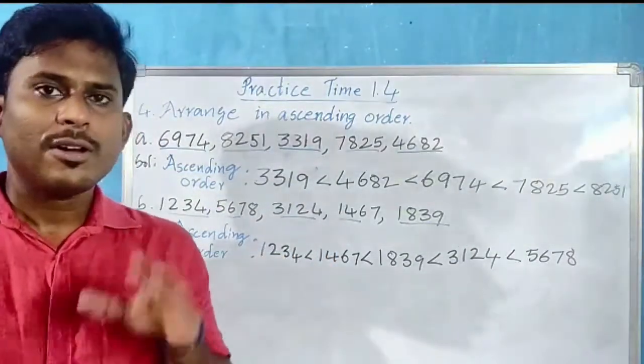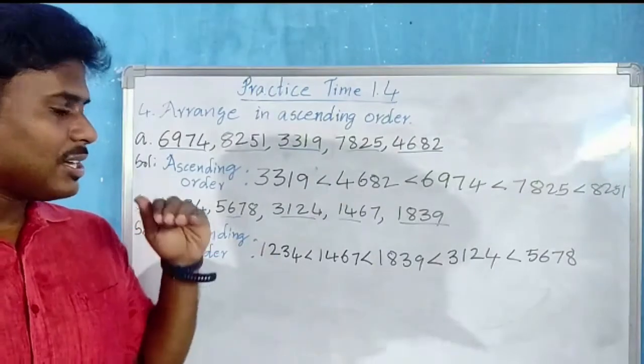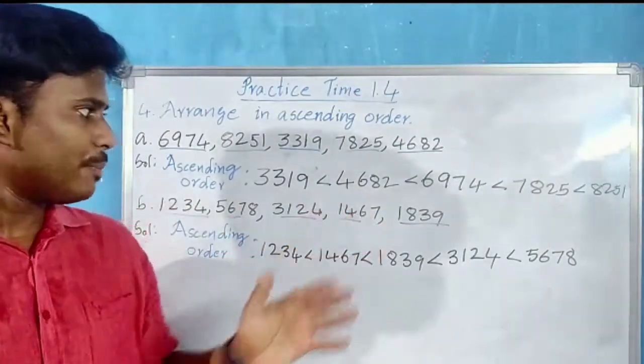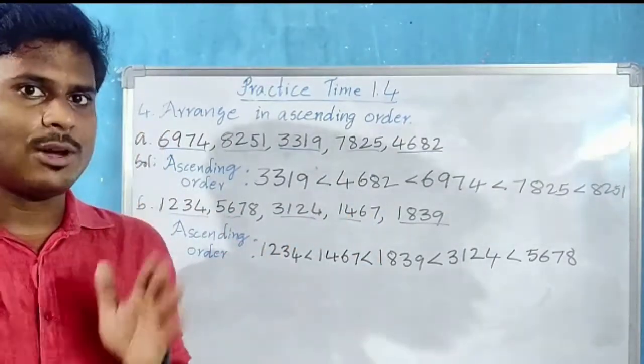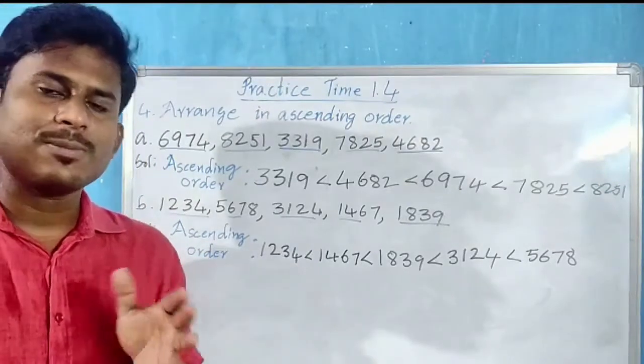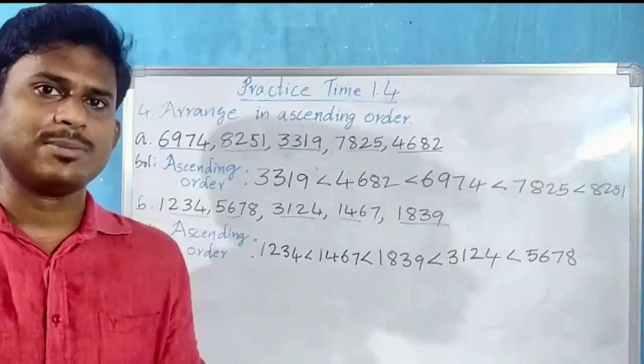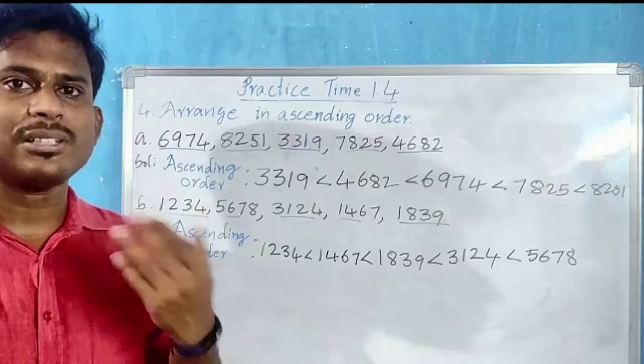So this is how we arrange in ascending order, meaning smallest number to biggest number, basing on the place only. Thousands place we have to look. If the thousands place is the same, we have to look at the hundreds place. If it is also the same, go for the tens place.